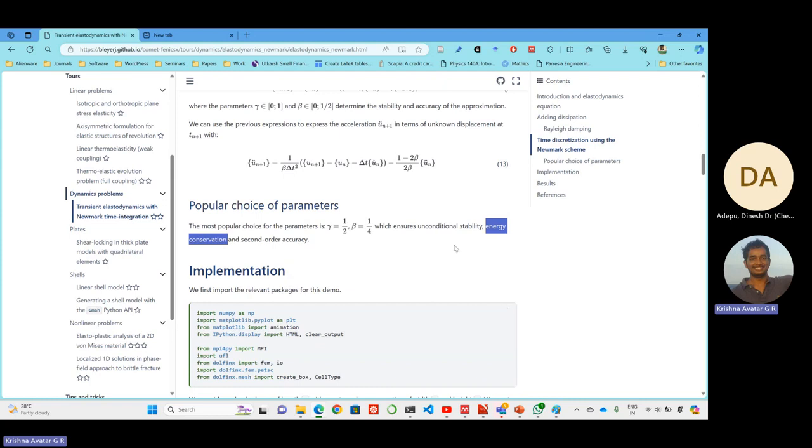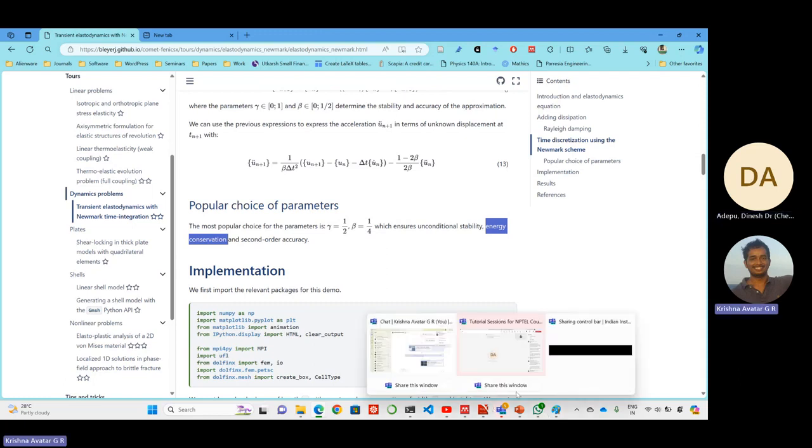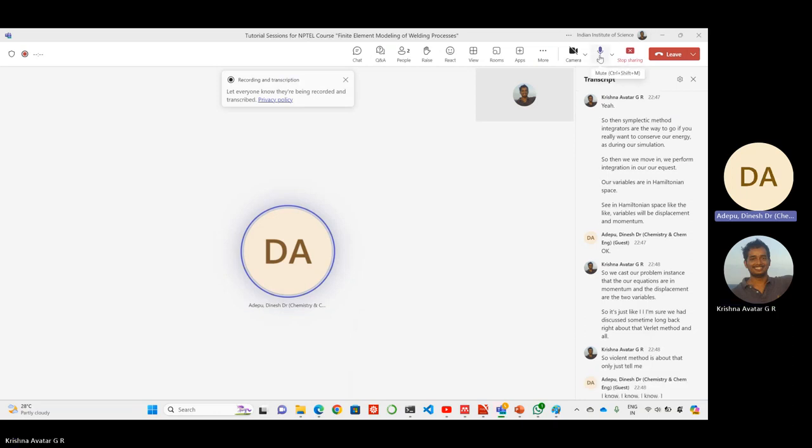So we perform integration with our variables in Hamiltonian space. In Hamiltonian space, the variables will be displacement and momentum. We cast our problem such that our equations are in momentum and displacement, the two variables. I'm sure we had discussed sometime long back about the Verlet method. The Verlet method is about that only. It is one of the symplectic methods.